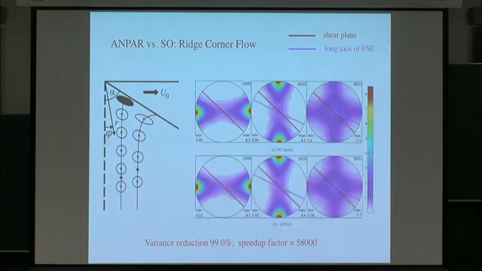So a final comparison case is for a slightly more realistic situation, the classic model of a ridge crest, in which you have a wedge-shaped plate that's moving to the right here. It's pulling fluid up, and when the fluid arrives at this boundary, it magically becomes solid. It becomes part of the plate and is carried away. So here again are the pole figures for the SO model and for the ANPAR model. They're again essentially indistinguishable by looking at them. The variance reduction is 99%, and the speed-up factor is 58,000 in this particular case.